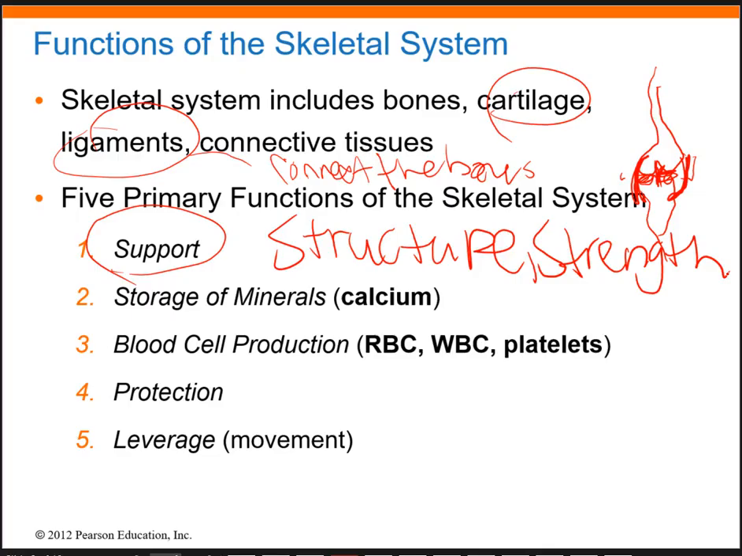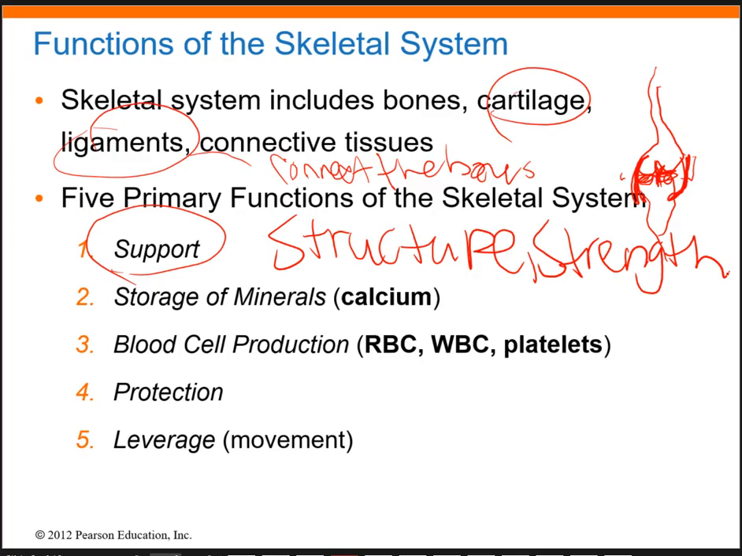And a lot of other organs and tissues are connected to the bones. So your muscles, for example, are connected to your bones. So the overall position and structure of the body is really dependent on the skeleton or the skeletal system.